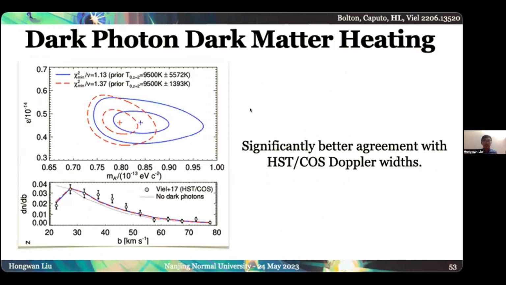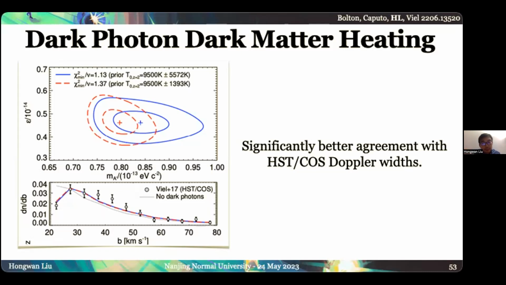And so if we do a fit to all of the dark photon parameters in terms of mass and the kinetic mixing parameter, we find that we get very good agreement for a mass of something like 8 × 10^-14 eV with a mixing parameter of a few times 10^-15. And if you compare the probability density function of the absorption widths of the troughs with no dark photons, it's shown here in gray, and that's a very bad fit to the data, the same bad fit that you saw in the earlier slides.